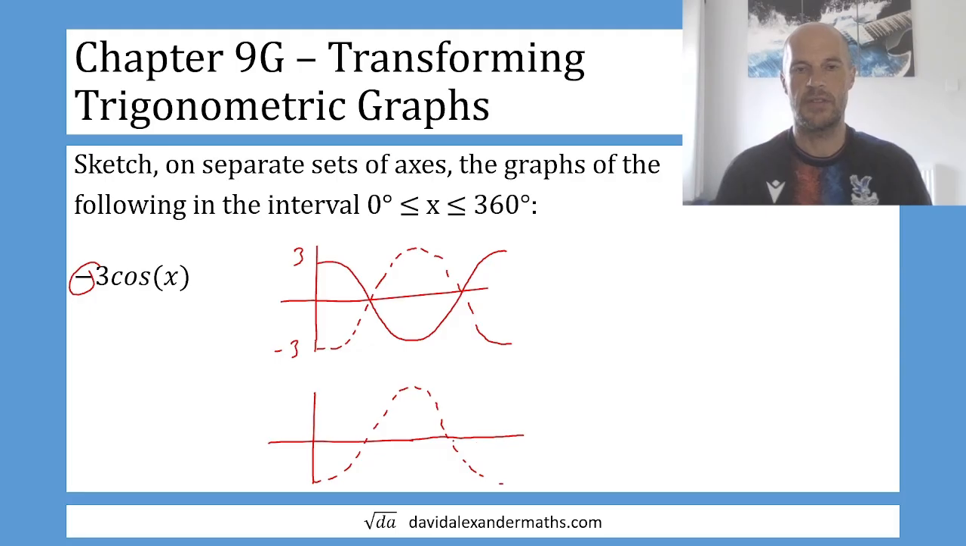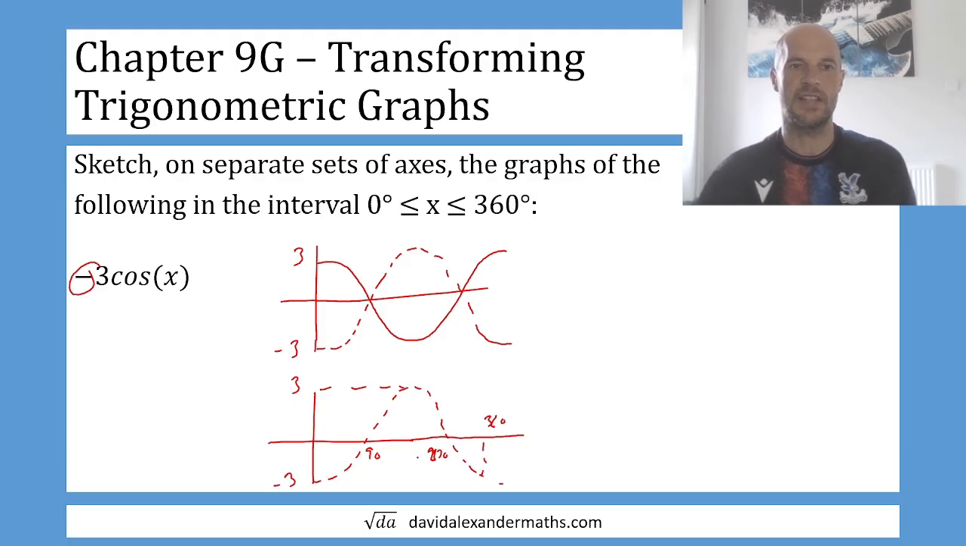So I don't know why I've done it with the dashed line, but there we go. Maximum of 3, minimum of -3. This point here is 360, this is 180, so this is 90, and this is 270. Sometimes they ask you to mark points where it crosses various axes.